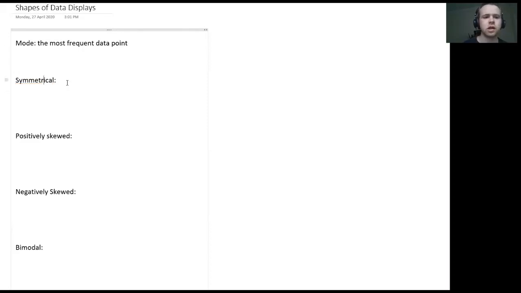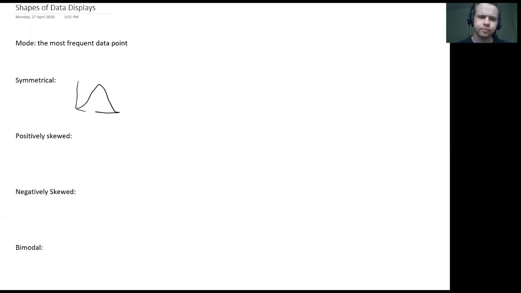Symmetrical. If we have a data set that is symmetrical, it means the shape of it is going to look even. There's going to be sort of an axis of symmetry in the middle. If we had a histogram, it's going to roughly look something like this.